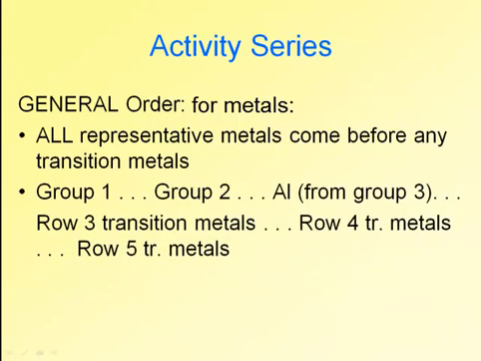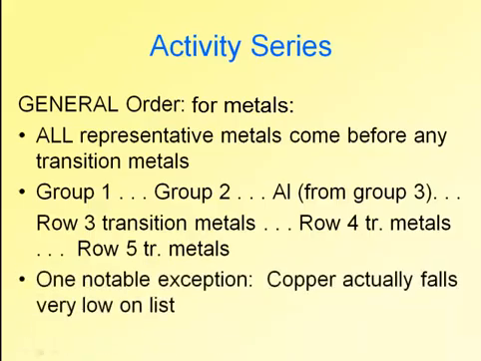In general, Group 1 metals are before Group 2 metals, which are before aluminum. Then you have your transition metals. Row 3 transition metals, then row 4 transition metals, then row 5 transition metals. One exception to this that you do need to remember is that compared to this general order, copper is actually much lower. It's almost at the bottom instead of being up there with a lot of the other row 3 transition metals.